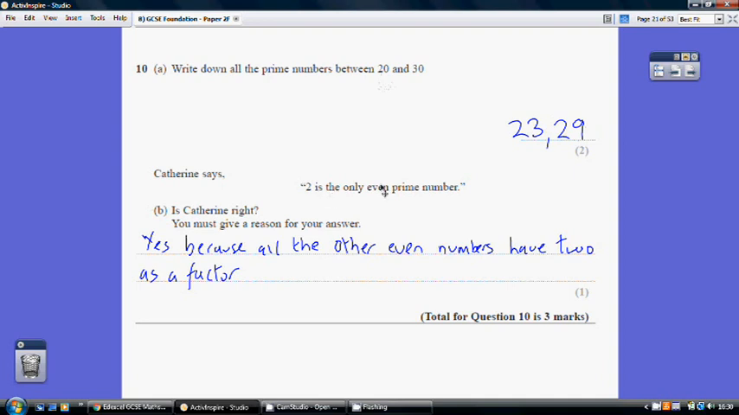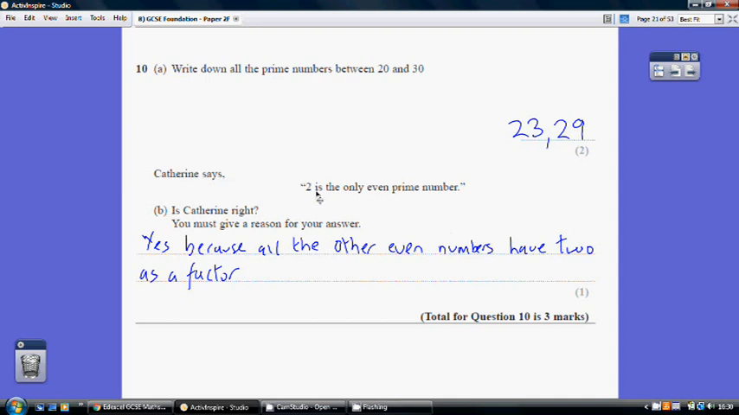Now, Catherine says 2 is the only even prime number. Well, this is true. Now, you must give a reason for your answer. All the other even numbers, so 4, 6, 8, 10, and so on, they've all got a factor of 2. So apart from 1 and themselves, they're also going to have a factor of 2.